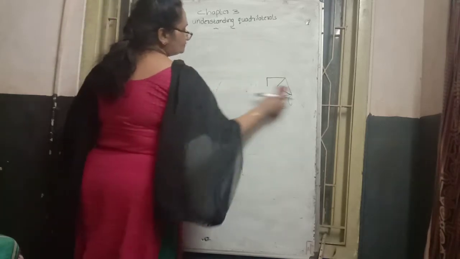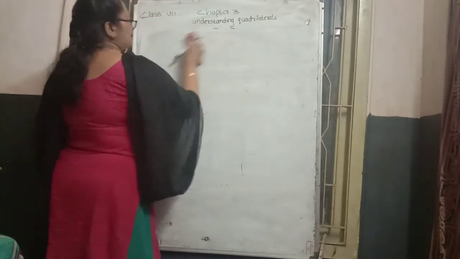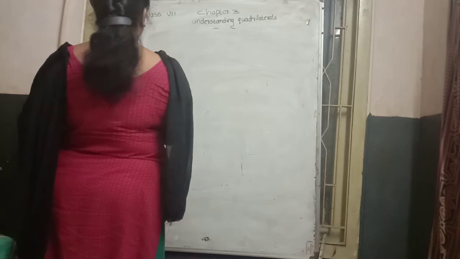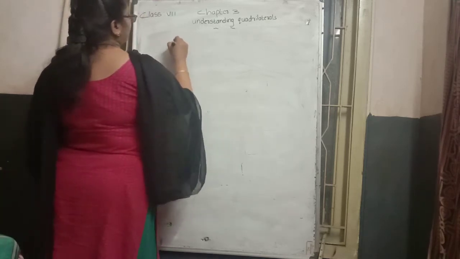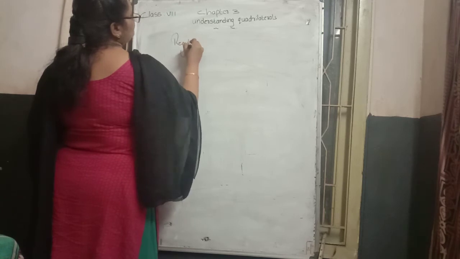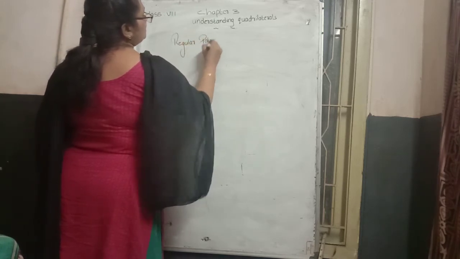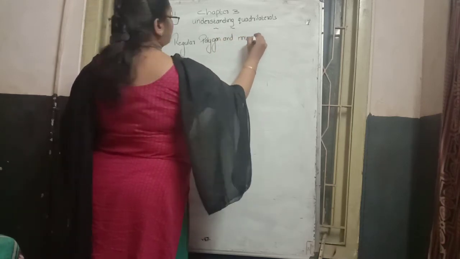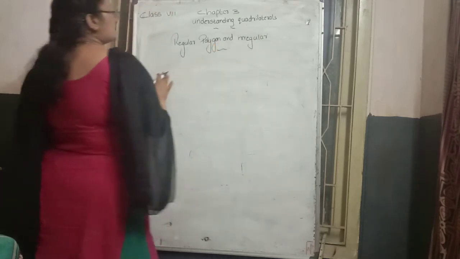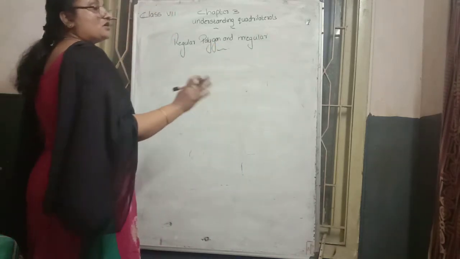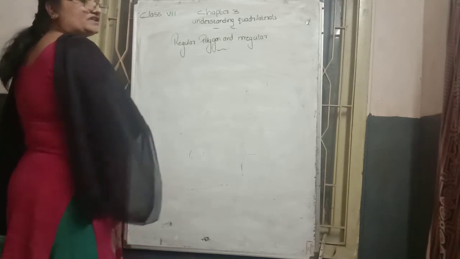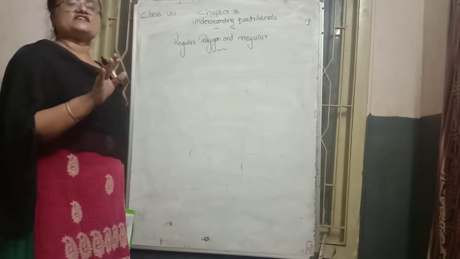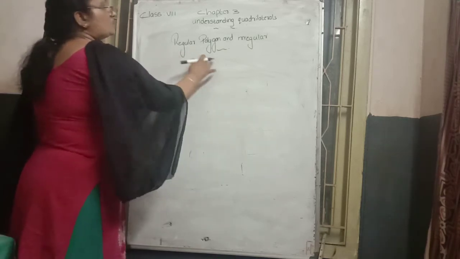Next we go through the regular and irregular polygon case. What about a regular polygon and an irregular polygon? In the regular polygon case, all sides and angles are equal. Such a type of polygon we call a regular polygon.